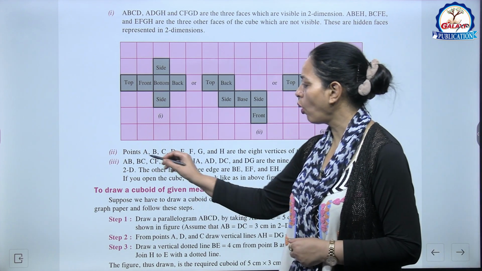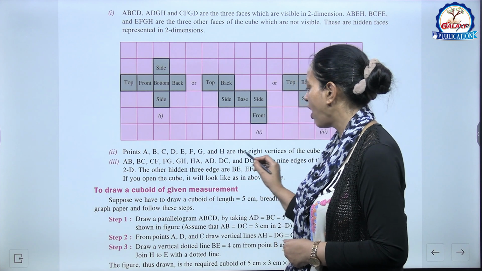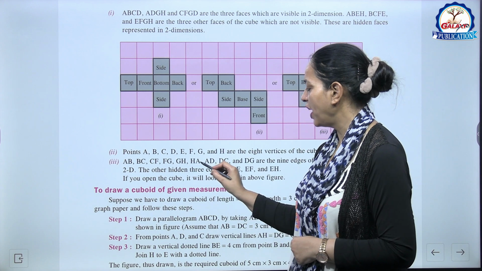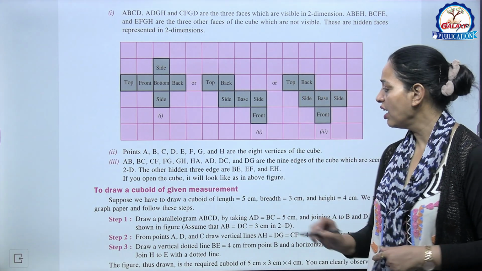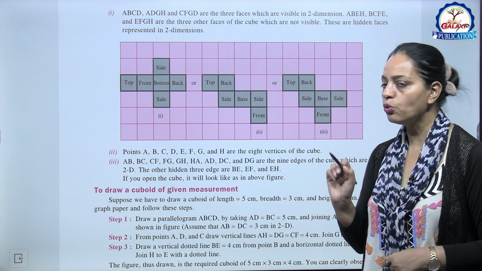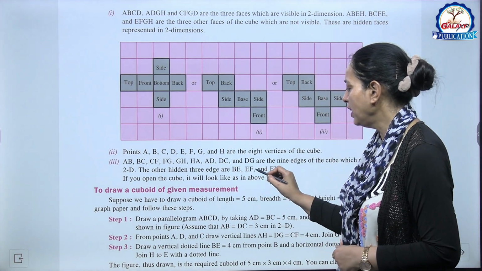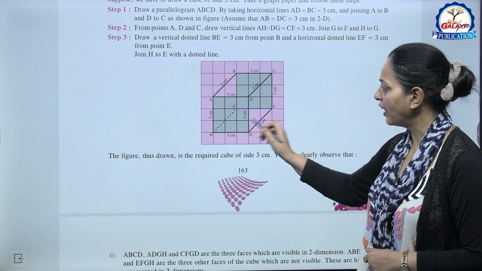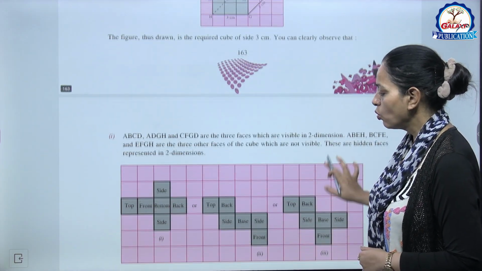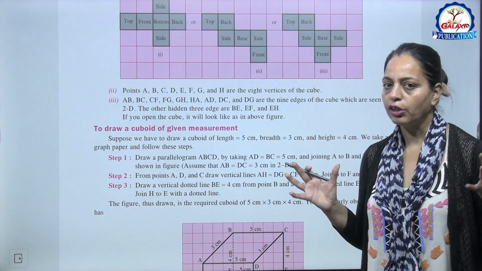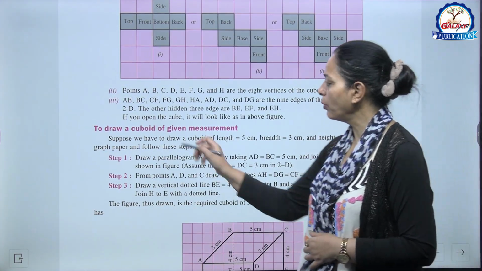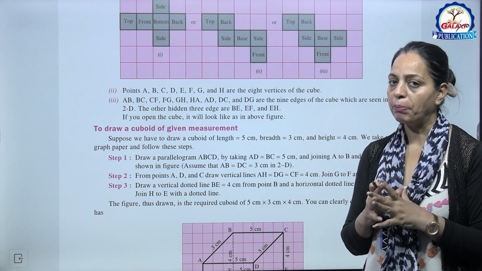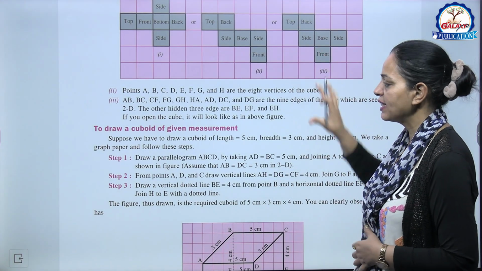So here, second part: points A, B, C, D, E, F, G and H are the 8 vertices. Now the third one: AB, BC, CF, FG, GH, HA, AD, DC and DG are the 9 edges of the cube which are seen in 2D. The other hidden 3 edges are BE, EF and EH. Okay, the ones which are visible to us are 9 edges and 3 are hidden edges, right? So now here you can see a total of 12 edges, right? So if you open the cube it will look like the above figure. If we open a box which is in cube shape, it will look like this, right?